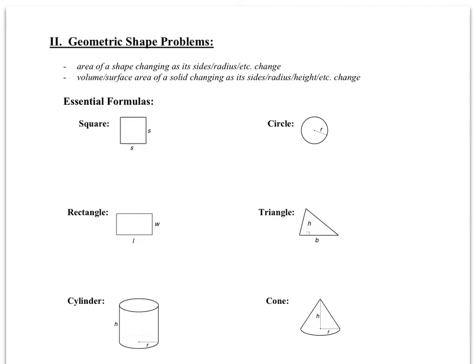Now imagine this. If a shape is changing size, if the area, for example, were to change, then you know that its radius or sides or height will also change with it. So in these related rate questions, we're going to be analyzing how the change in one quantity affects the change in another quantity. So let's take a look at all the different shapes that could come up, and here's a quick rundown of their geometric formulas.